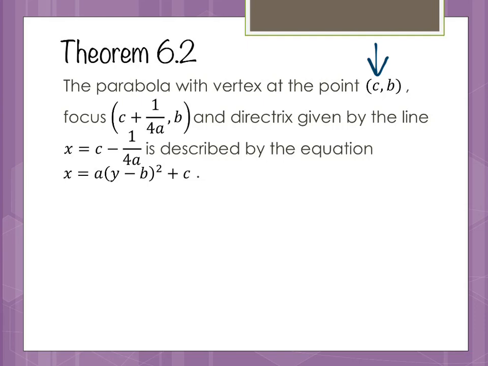Now, your vertex is still in here at (C, B), right? The C is the X value, correlating to the X value, and the B is the Y value. It's correlating to the Y it's next to.